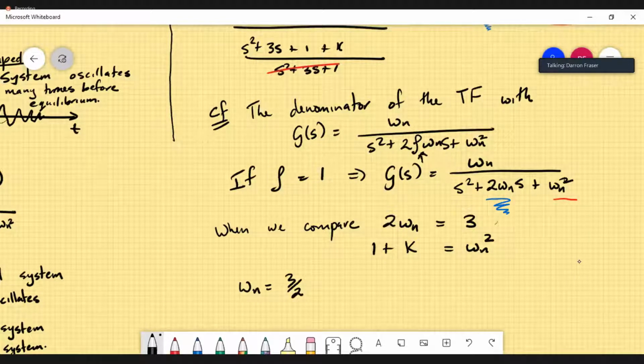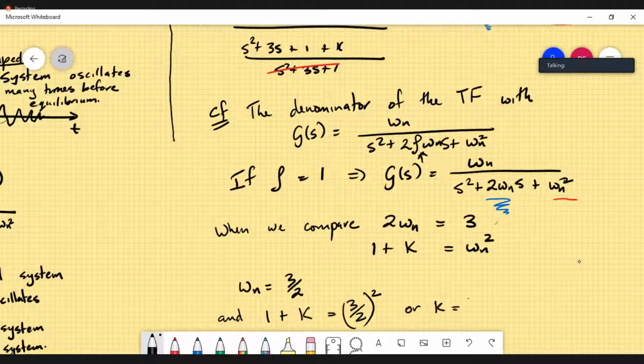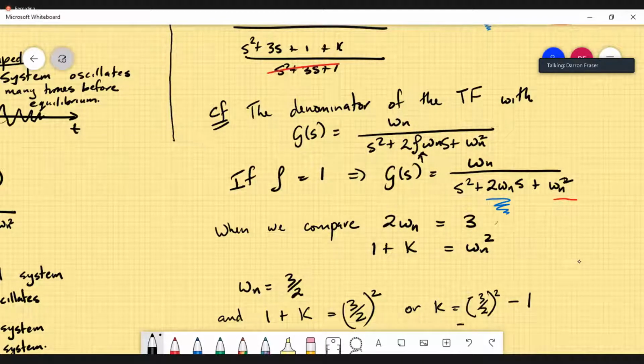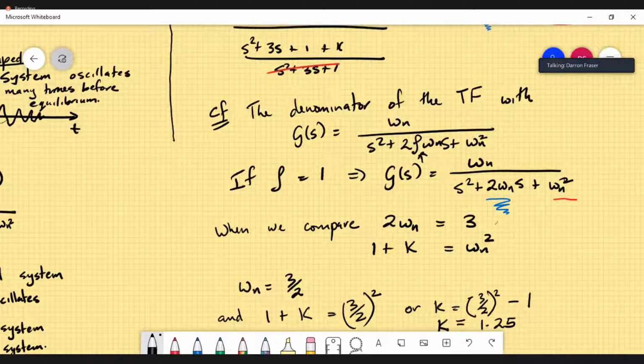And then 1 plus k is equal to (3 over 2) squared, or k equals (3 over 2) squared minus 1. 9 over 4 minus 4 over 4 is 1.25. So the gain of the system has to be 1.25.